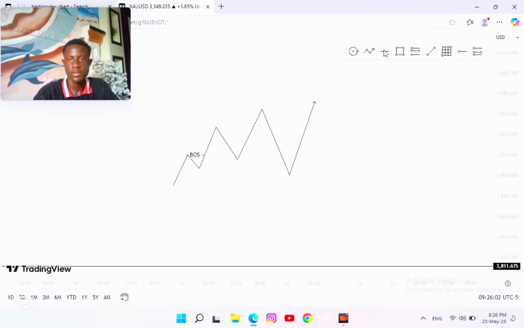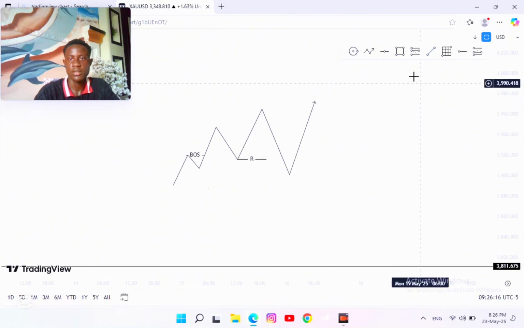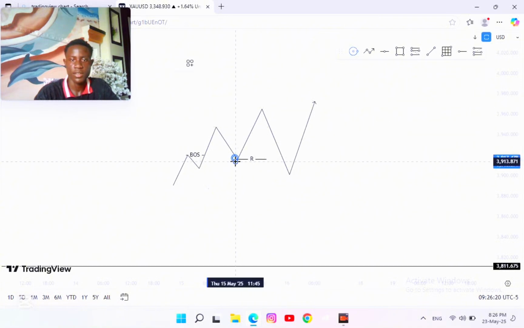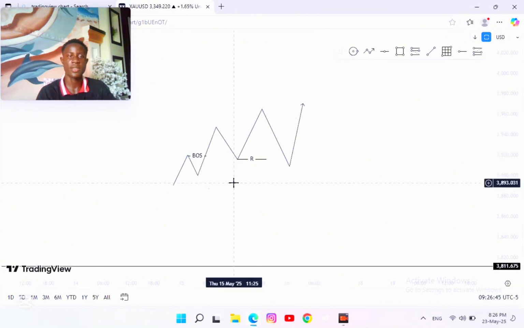Then this is going to be the retest. I'm just going to pull the arrow here. This is going to be the retest, because price comes to retest this level. Then price will come and buy from this level. This is simply how my setup looks.